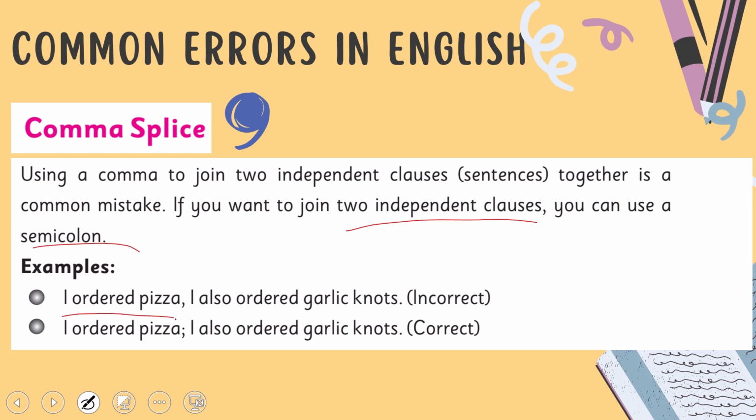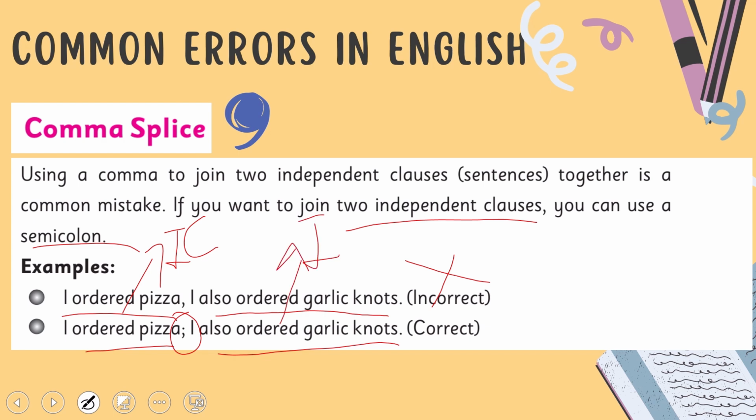I ordered pizza. I also ordered garlic knots. Incorrect: I ordered pizza, semicolon. I also ordered garlic knots. "I ordered pizza" is an independent clause. "I also ordered garlic knots" is an independent clause.